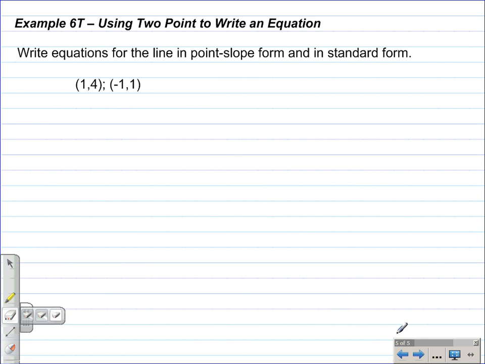Example 6, using 2 points to write an equation. Write an equation for the line in point-slope form and in standard form. As in the first part of this lesson, we need to write the equation in 2 different forms. In this case, it would be the point-slope form and in standard form. To do this is really a 3-step process, and the first step is whenever you're given 2 points, you need to find the slope.